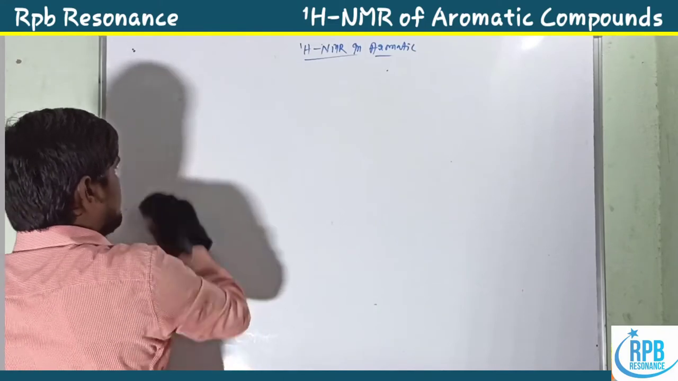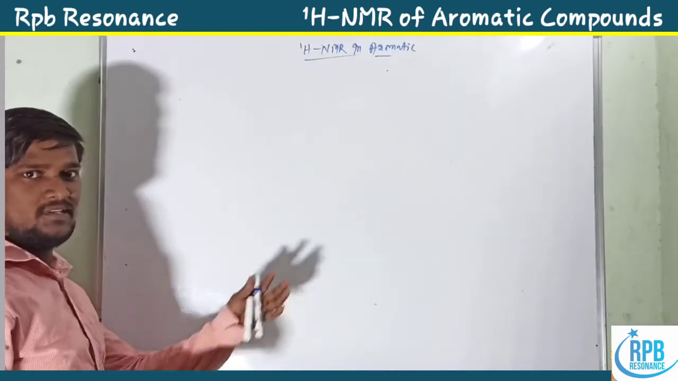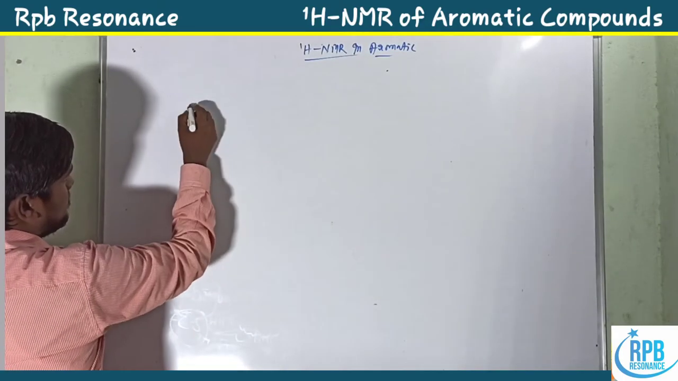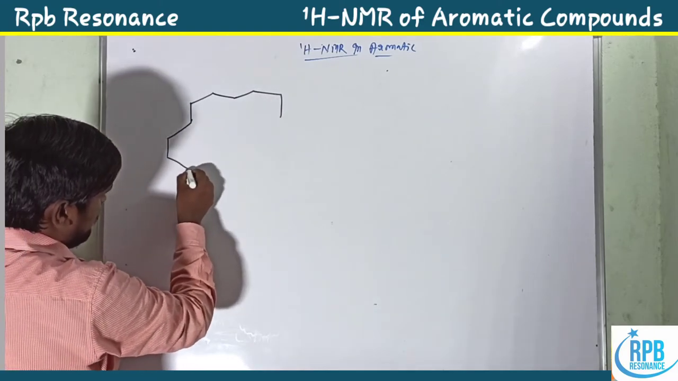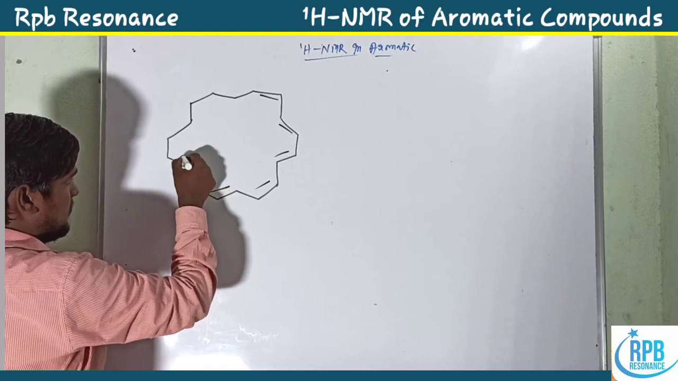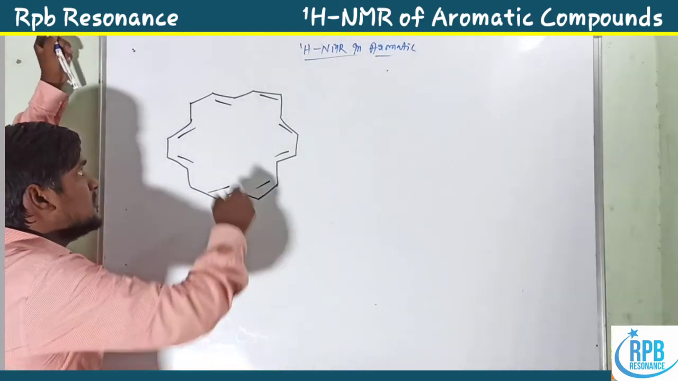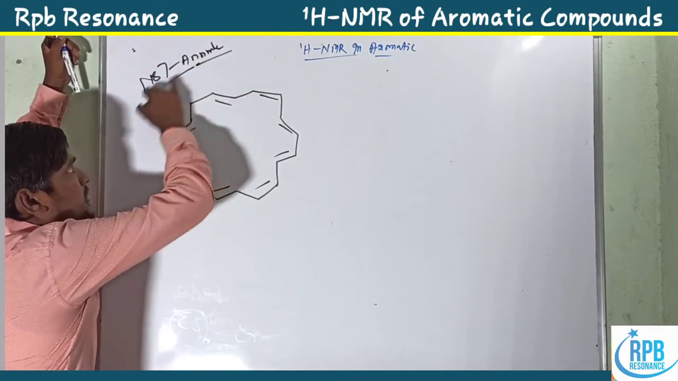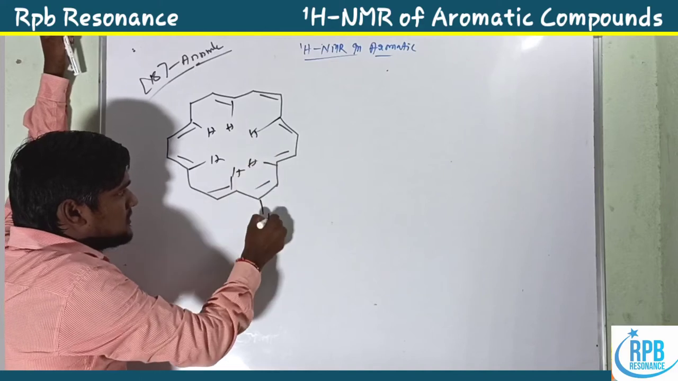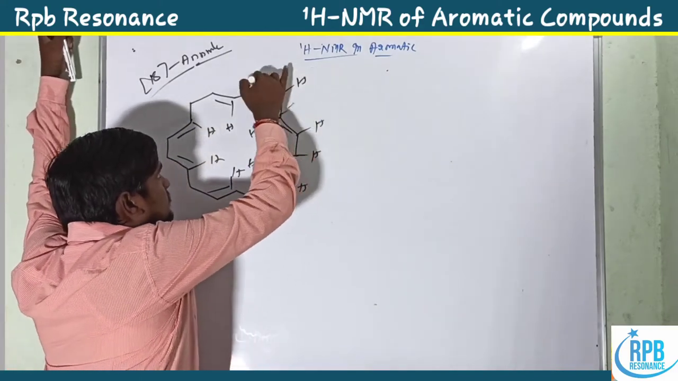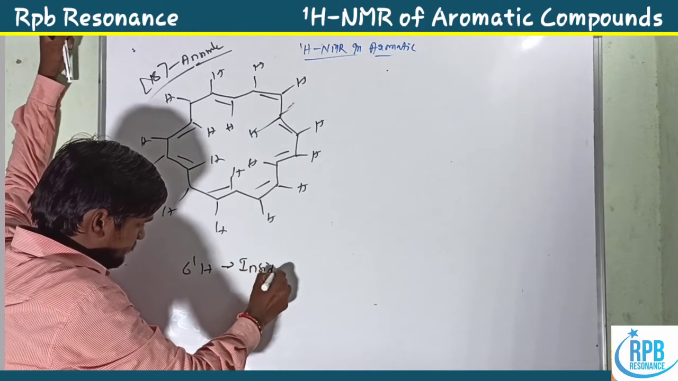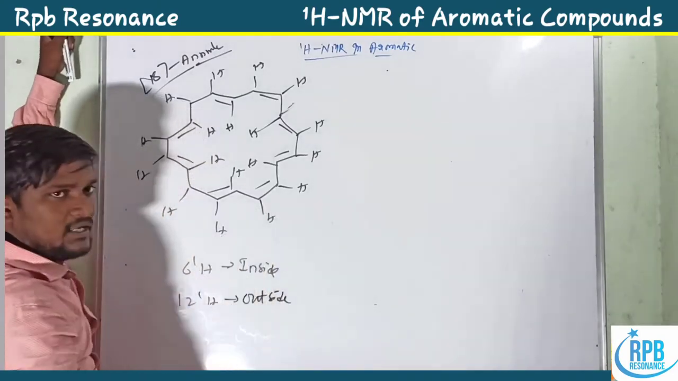Now let us discuss some of the exceptions in aromatic compounds, their proton NMR values. Let's move on to the first example, that is the annulenes. Here double bond, double bond, double bond, and so on. So these are 9 double bonds, that means 18 electrons. So this is [18]annulene. In the case of [18]annulene, 6 protons are present inside and 12 protons are present outside. Six protons inside, 12 protons outside. This is the structure of [18]annulene.